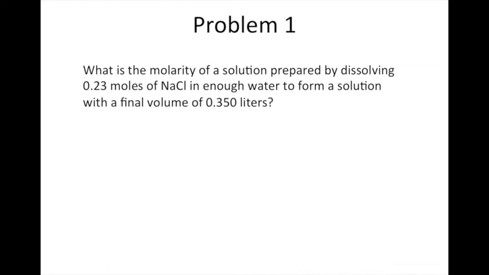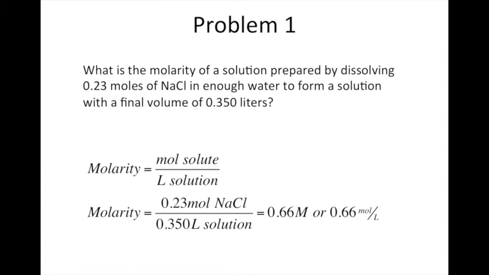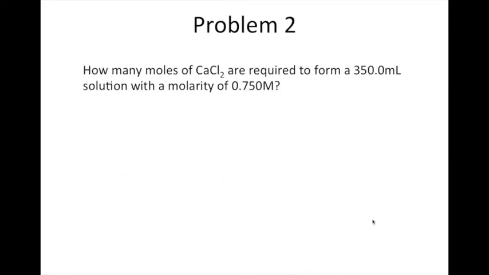Okay, so let's take a look at this. We know that molarity is moles of solute divided by liters of solution. The moles of solute, sodium chloride, is given as 0.23 moles. Our final volume of solution is 0.350 liters. So if we divide this, we end up with 0.66 molar, so we have a 0.66 molar solution, or we could express it as 0.66 moles per liter. Either of those would be correct. Okay, let's look at another problem.